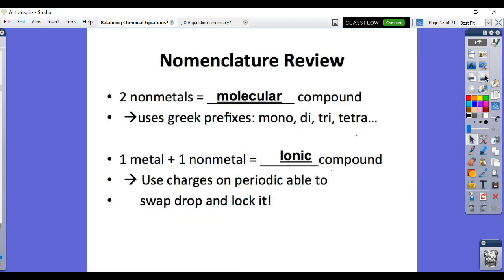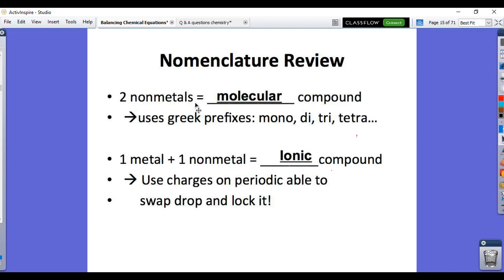So let's continue on. Again, we can't forget that if we have two nonmetals, it is molecular, and we use prefixes like mono, di, tri, tetra in order to name them. If it's between a metal and a nonmetal, that's ionic, so we use our charges on the periodic table, the swap and drop, to get your formulas.